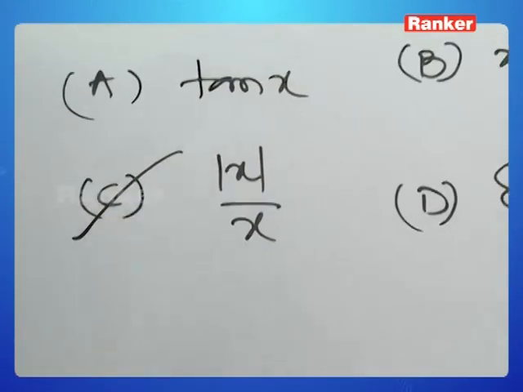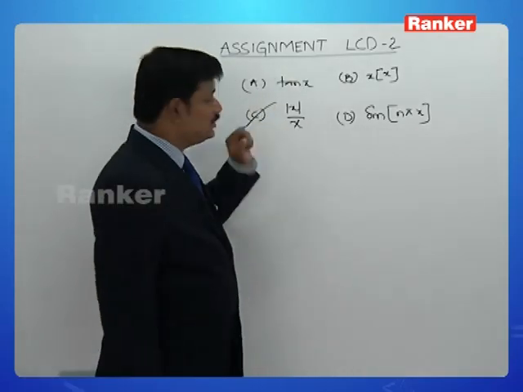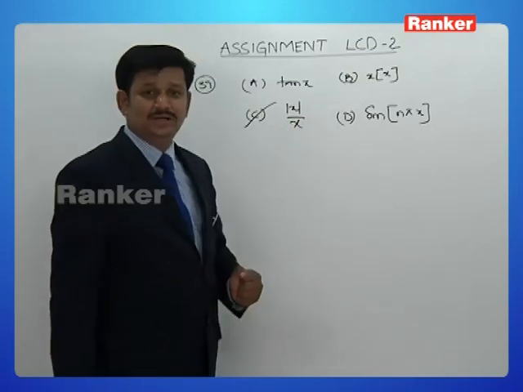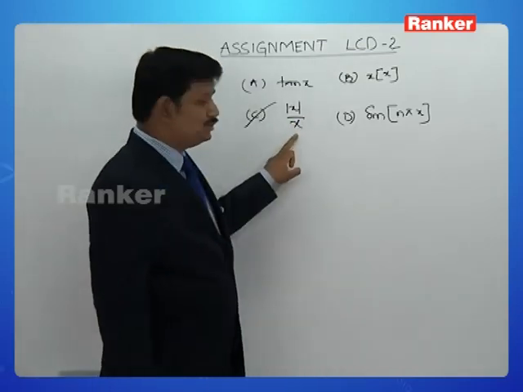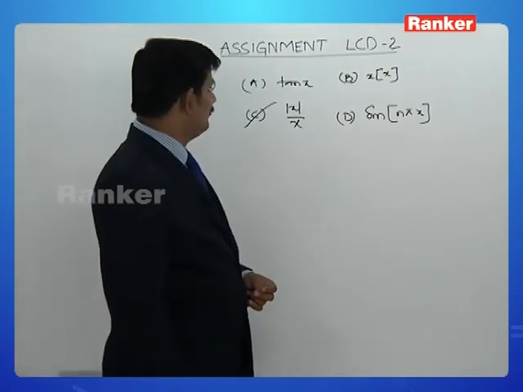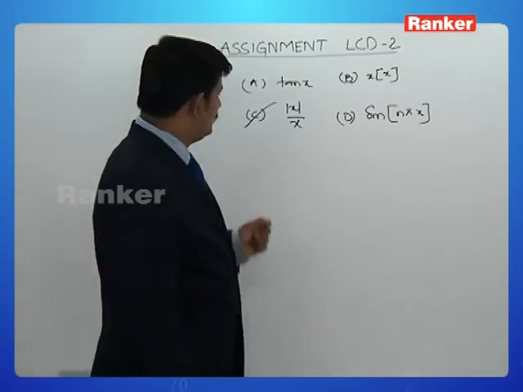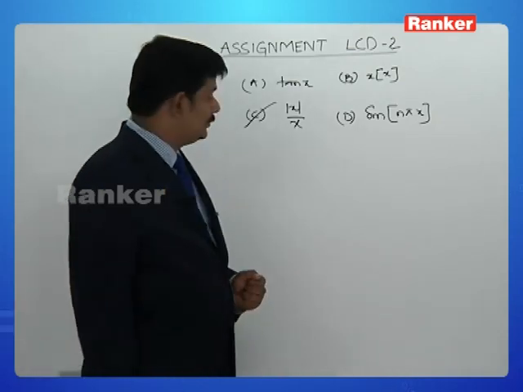Mod x is continuous on R, x is continuous on R. Their ratio would be continuous provided denominator is not 0, and denominator is 0 when x is 0. So, except for x equal to 0, it is continuous at every point. So, it has only one point of discontinuity, which is not in its domain, that is x equal to 0.